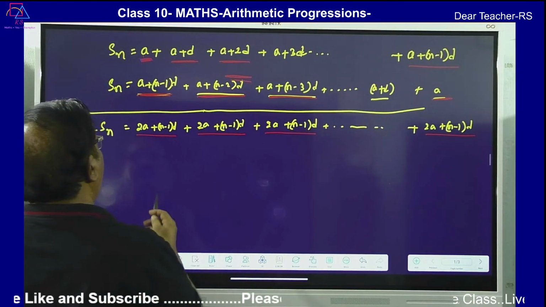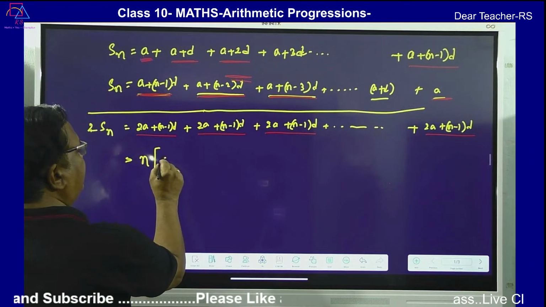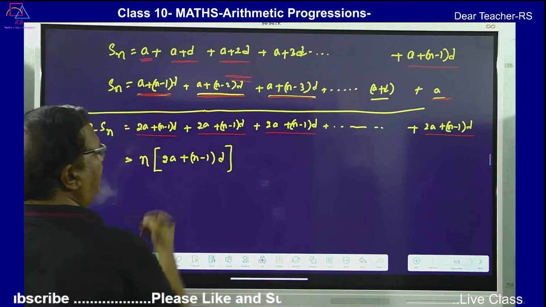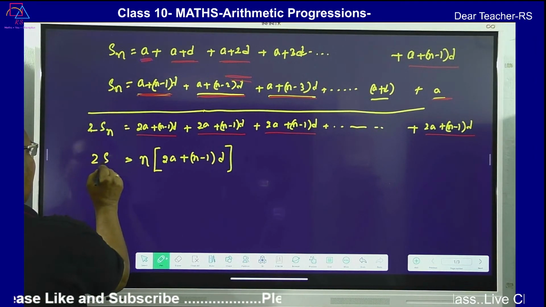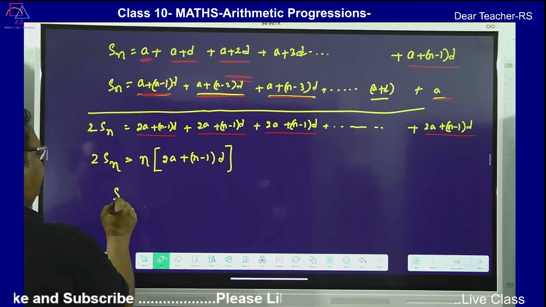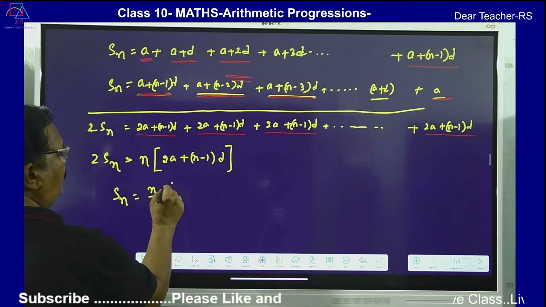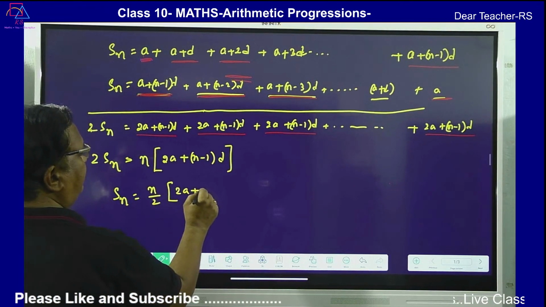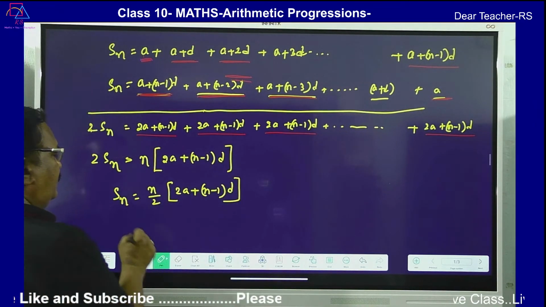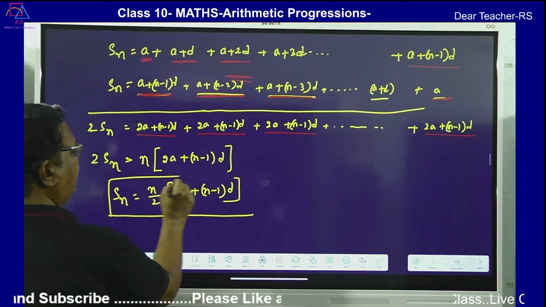So then what will you be getting here? n times, if you add all these things, 2a plus n minus 1 into d. So here, left hand side 2Sn. Therefore, Sn is equal to, this 2 will go to that side, I will write n upon 2, and the remaining things are the same. So this is the formula for the sum of n terms.